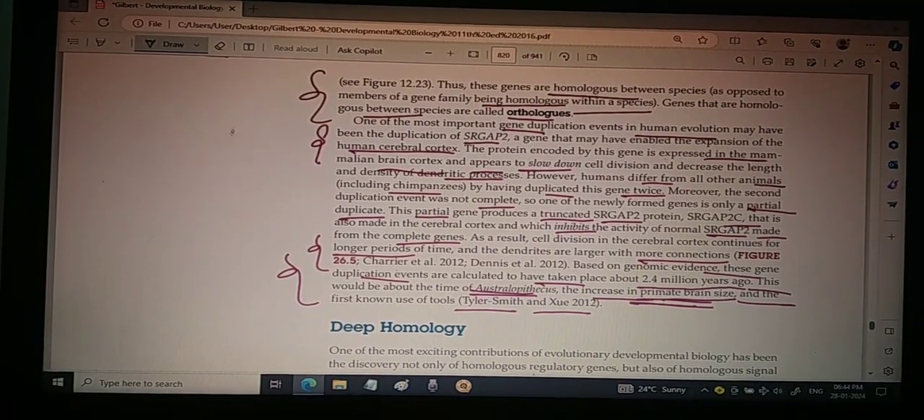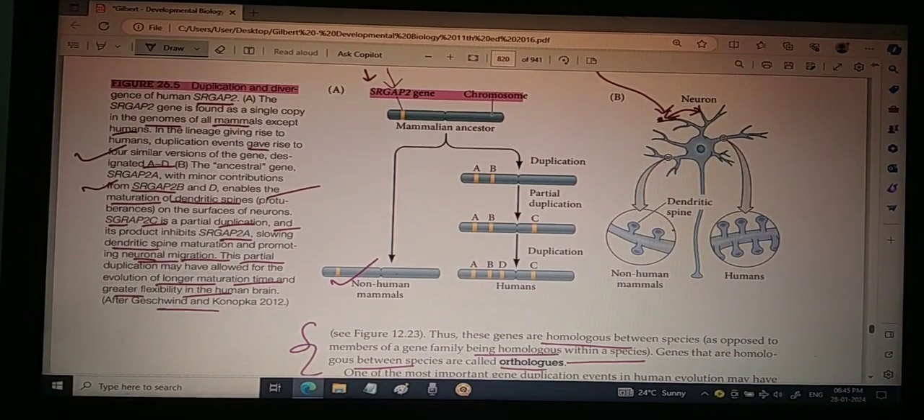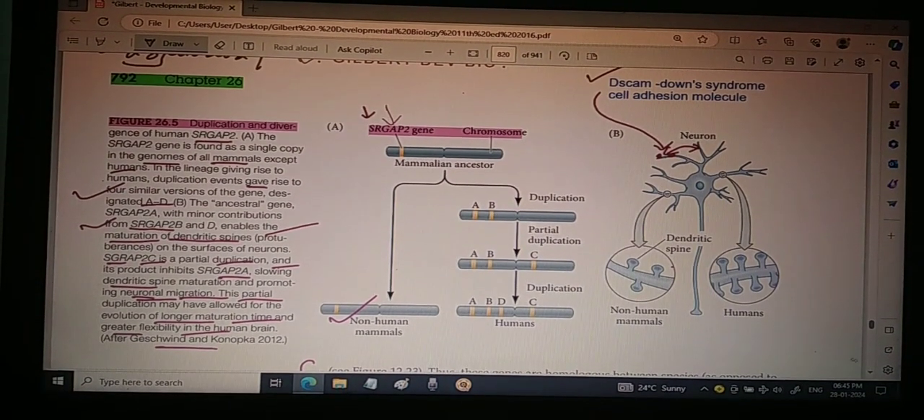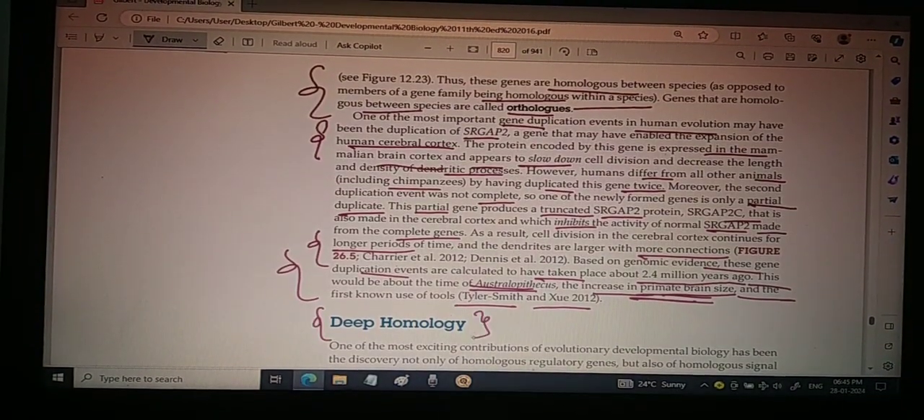So this is the short video on gene duplication and how it is correlated with the development of human intellect and the brain's cerebral cortex. In the coming video section, we'll discuss deep homology. We'll read the book and understand the statement.